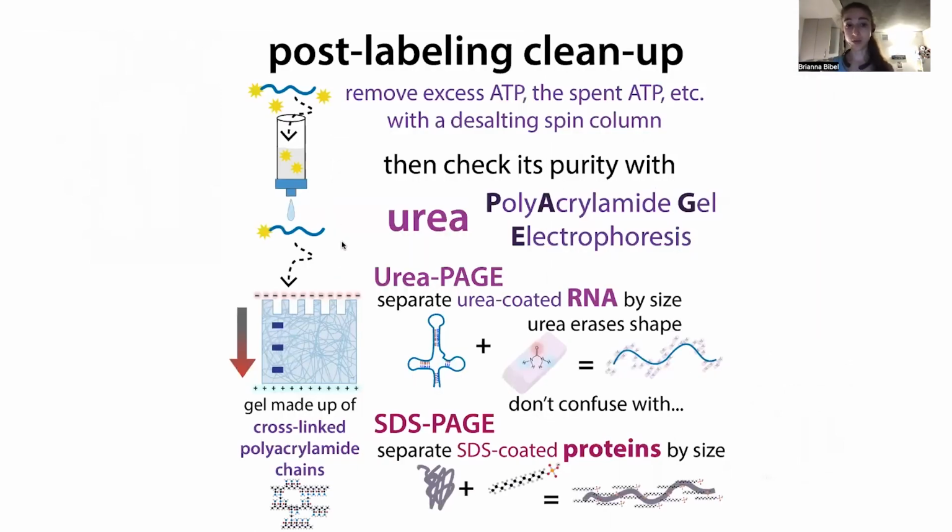Another thing you can tell when you're doing labeling is whether you have an excess of free ATP present, which you might see as a smaller band lower down, indicating that you weren't able to get rid of all of that free ATP with your post-labeling cleanup. And so much more on this in other posts.